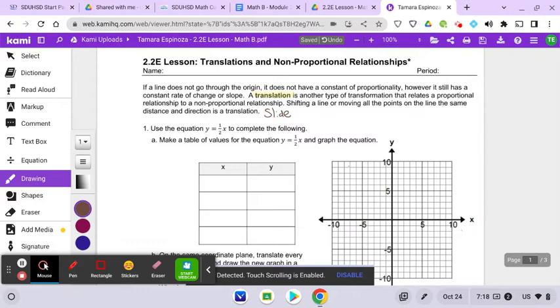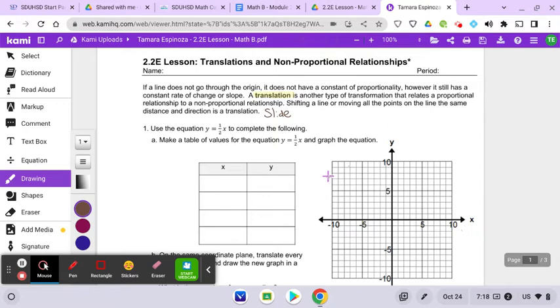All right, use the equation to complete the following. Make a table of values for the equation y equals 1/2 x and graph the equation. Now I could put in 0, 1, 2, 3, but I've got a fraction. It's easier if I go with multiples of that denominator. So the denominator is 2, so I'm going to go with 0, 2, 4, 6. That's easier to take half of.